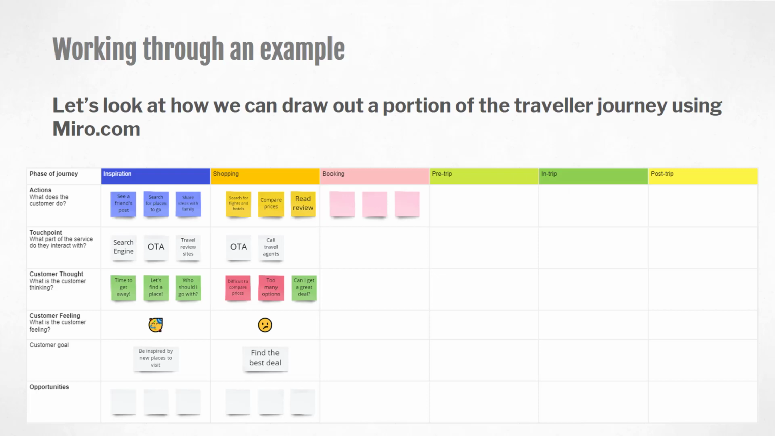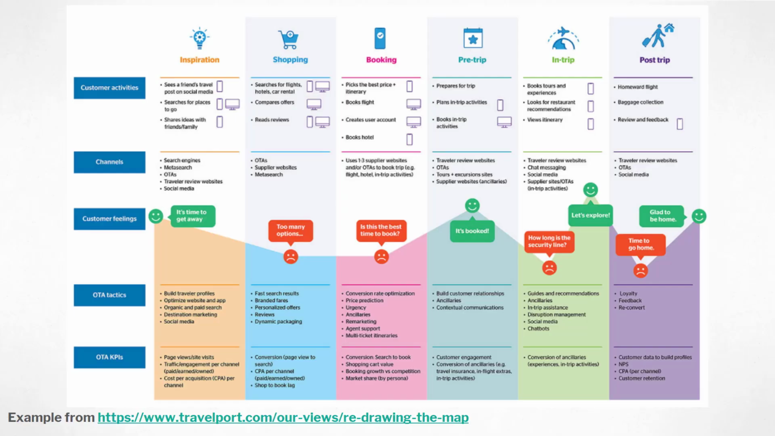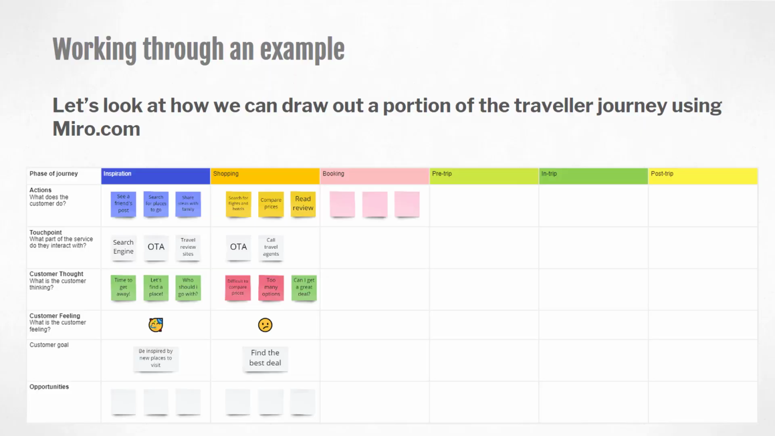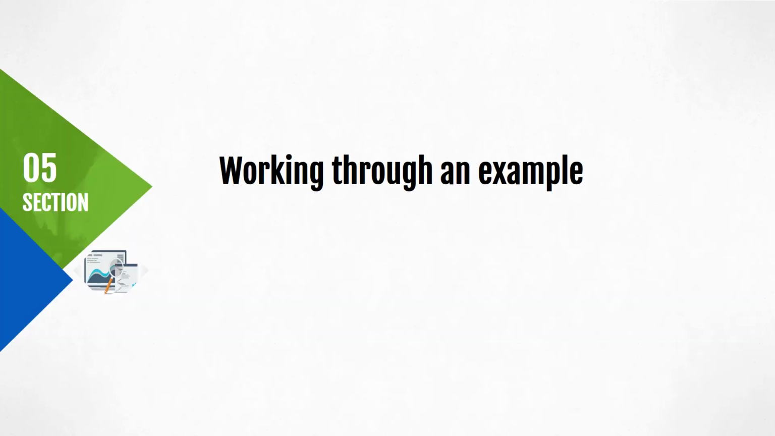So here we can actually go to Miro.com and actually create our own travel journey. So in the next video, I will talk about how we can translate what we saw in Travelpod's customer journey into the starting phases of our own, and how can we actually start filling it up. So that brings us to the end of the different steps to creating your own customer journey, and in the next section, that is where we will work through an example.